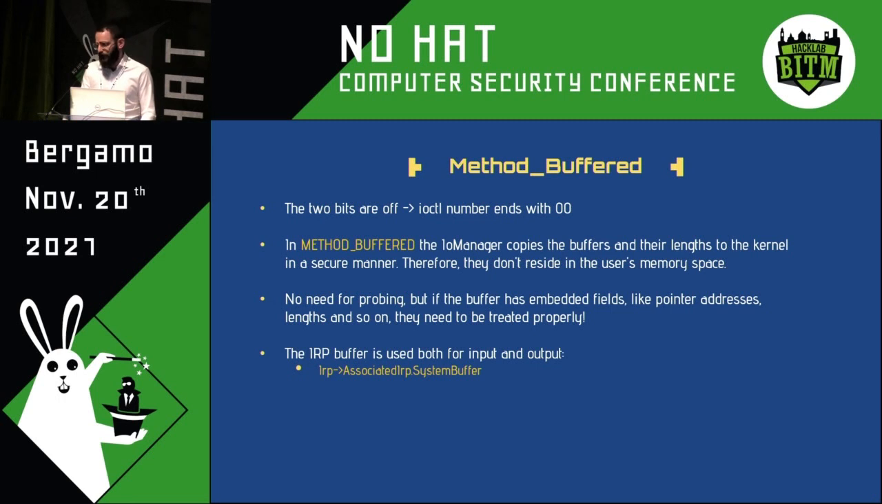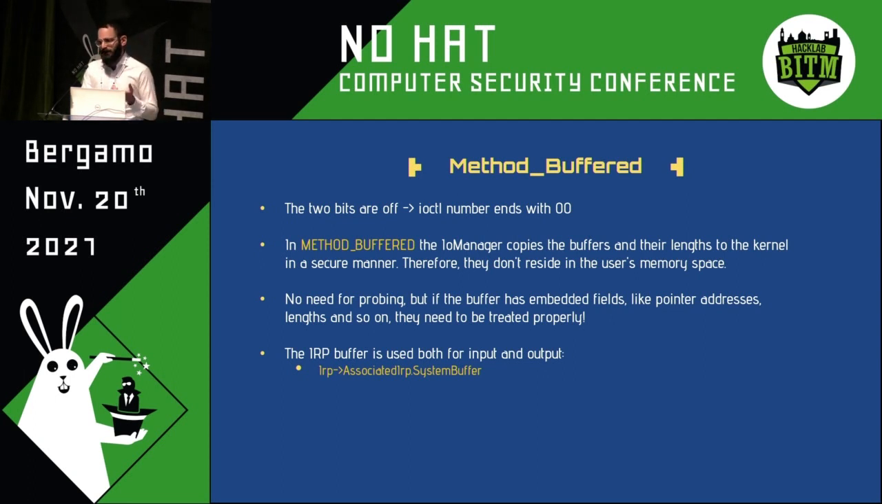Well, the second transfer type is considered to be the more secure transfer type, method buffered. In this case, the last two least significant bits of the IOCTL end with 0 and 0. And in here, the IO manager copies the buffers to the kernel space and provides a pointer in the IRP. So you are no longer in fear of allocating and deallocating types of attack. The user cannot alter the buffers as well. So no need to probe the data.